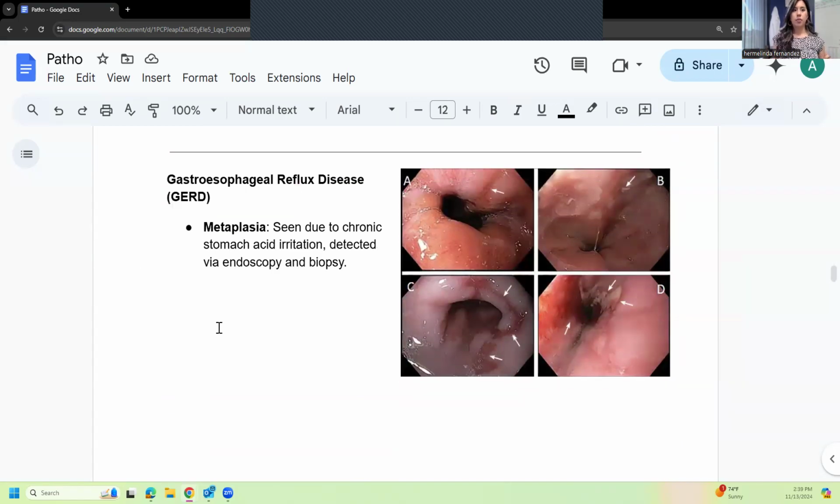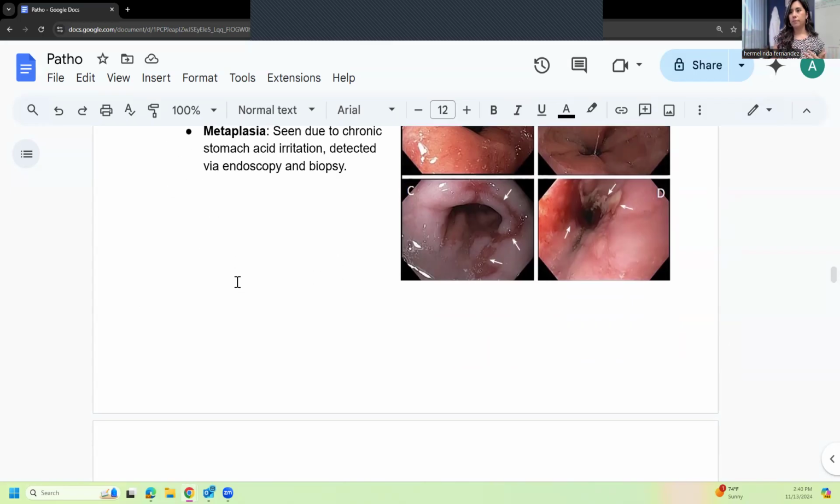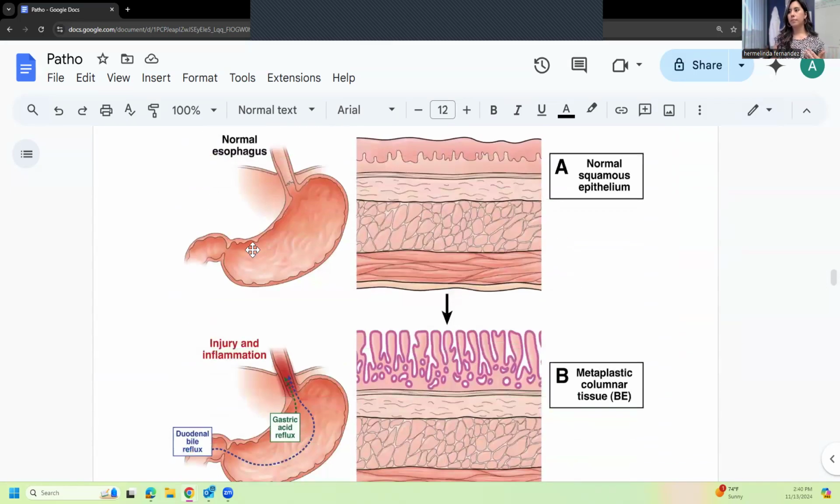GERD. So moving on to GERD, this is gastroesophageal reflux disease. Long-term acid exposure in GERD can lead to cellular changes. One of these is most commonly known as metaplasia. This means basically that the cells are adapting to ongoing irritation that you'll see. Okay.